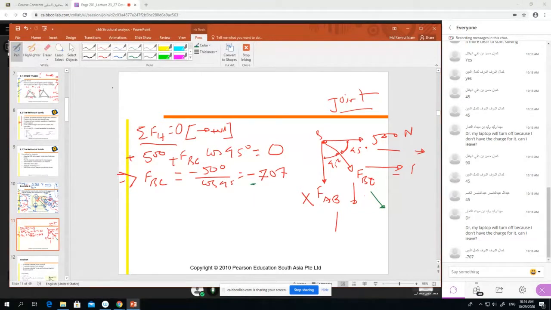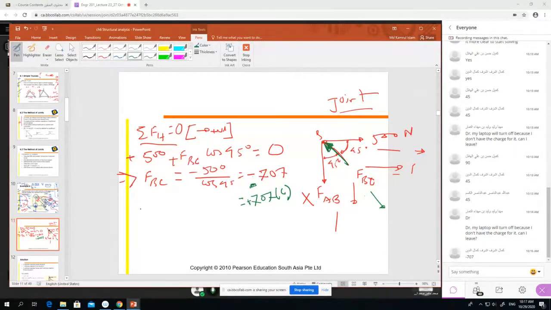That means it is not the correct answer. Correct will be this direction. I draw it. Correct will be this direction. And if it is towards the joint, that means it is compression, not tension. So you write down 707, and write down compression. You make it plus, remove the minus sign, but you must change the direction, otherwise your problem will be wrong.